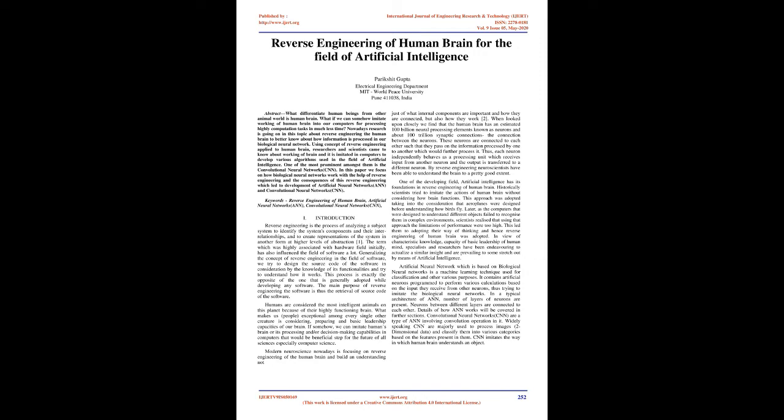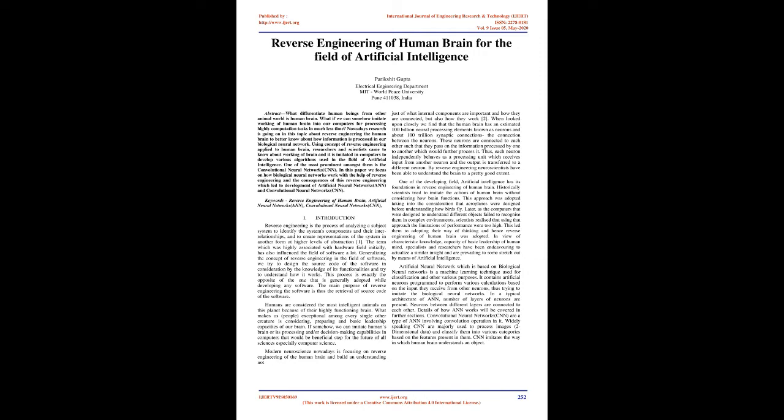Modern neuroscience nowadays is focusing on reverse engineering of the human brain and building an understanding not just of what internal components are important and how they are connected, but also how they work. When looked at closely, we find that the human brain has an estimated 100 billion neural processing elements known as neurons and about 100 trillion synaptic connections, the connections between the neurons.